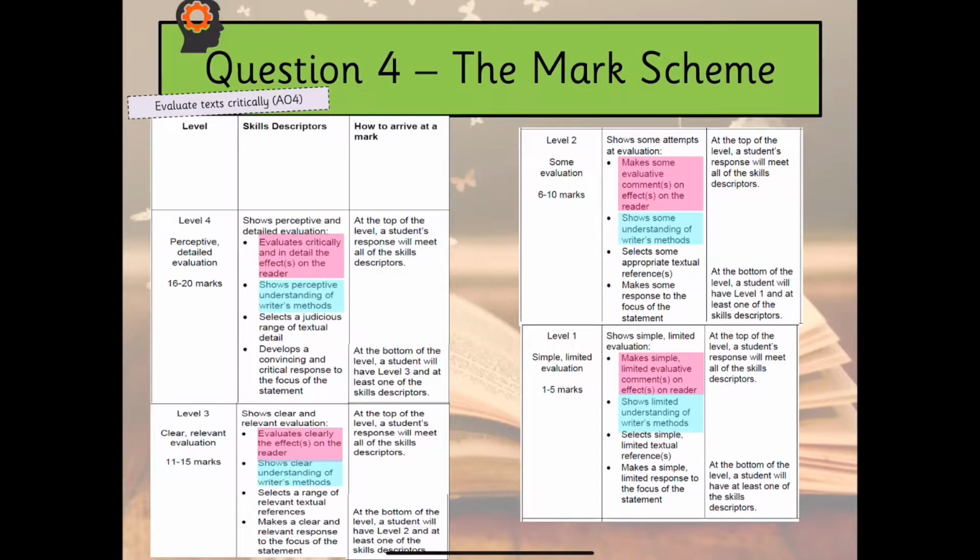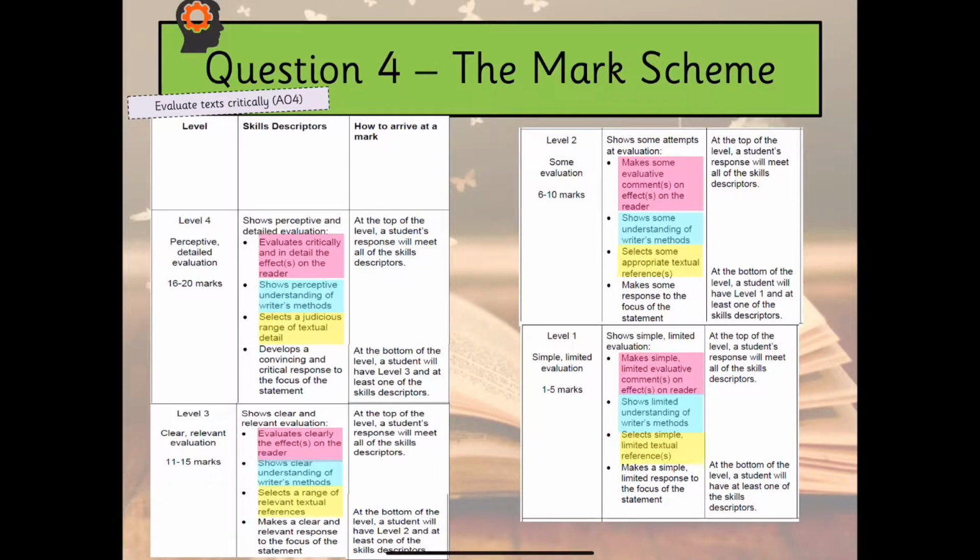And we're also still looking at the writer's methods. The bullet point has moved up one, so I don't know whether that suggests it's more important here, but I do think it is intrinsically linked to being able to comment on the effect on the reader and being able to make a critical comment. So being able to comment on how that effect is created in terms of writer's methods, that's language and structure again in your use of terminology.